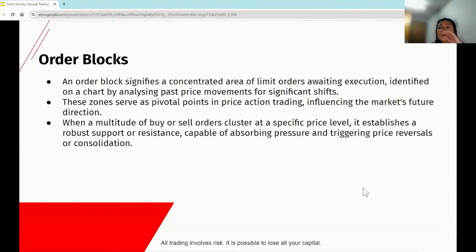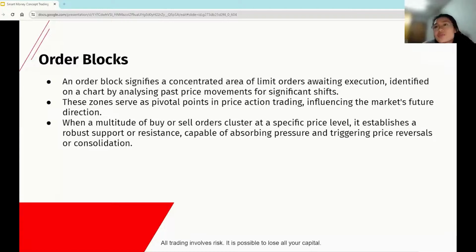Okay, so let's talk about order blocks, and this is similar to somebody's question about entry and exit zones. Basically, an order block signifies a concentrated area of limit orders awaiting execution. So these are basically the levels where we discuss supply and demand.